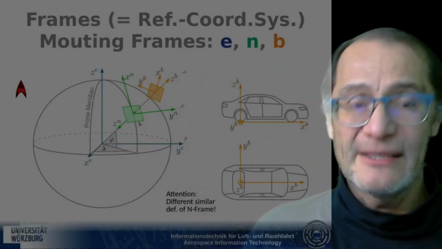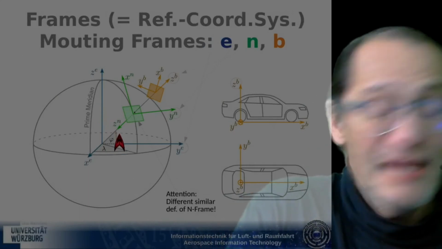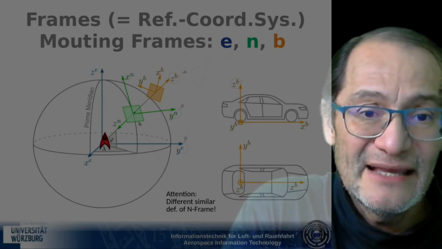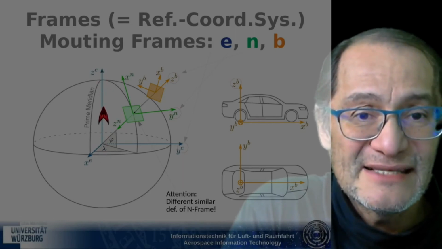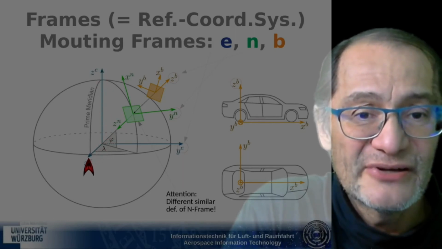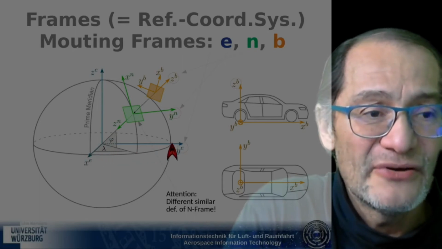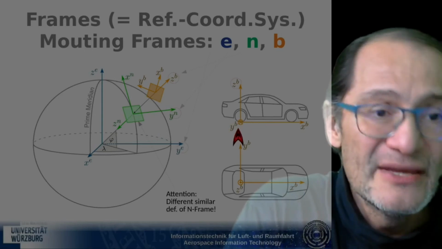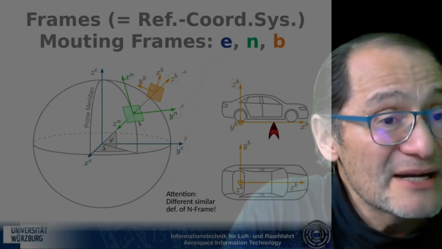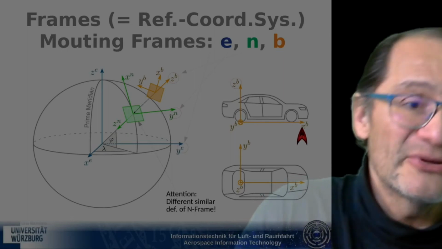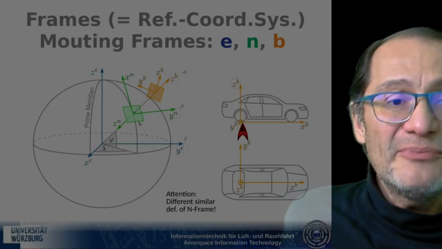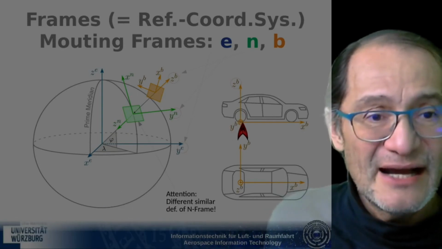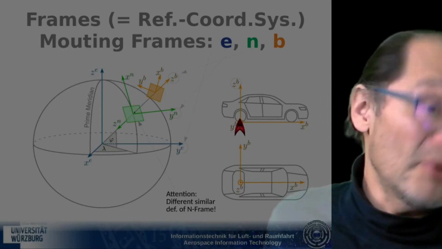Okay, let's see. Here we have all these three navigation frames together. We have the Earth, the E frame. Here is the Z. Do you remember the definition of X? And do you remember the definition of Y? Then we have our body frame, in this case a car. We defined our coordinate system relative to the car. X is looking to the front, Z to the top, and Y to the left in this direction. And the origin is this point.